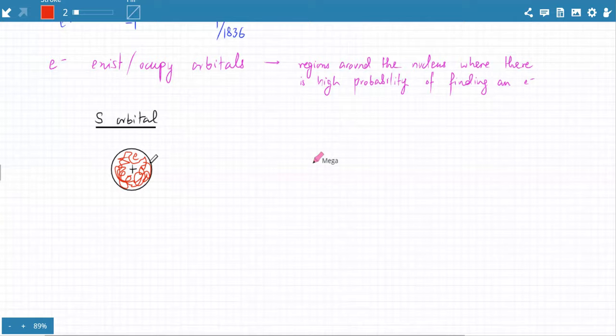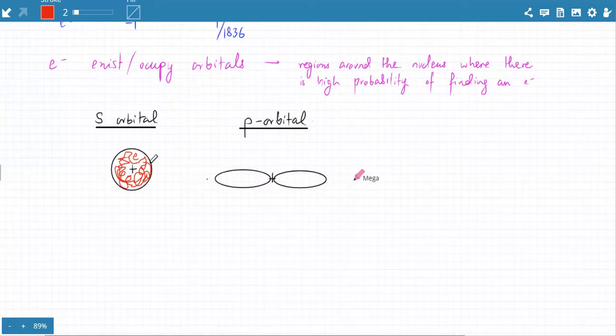Then you have a P orbital. A P orbital is that you have a nucleus and there are two dumbbell-shaped regions around the nucleus. That's what a P orbital would look like. And if there's an electron in this P orbital, then that electron would be occupying these two lobes. So this would be a high probability area of finding a particular electron. To an outside observer, it would appear that the electron is everywhere in that area at once. So that's a P orbital.